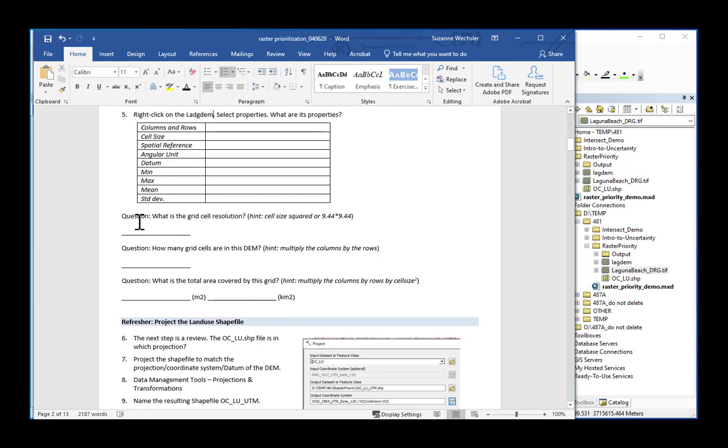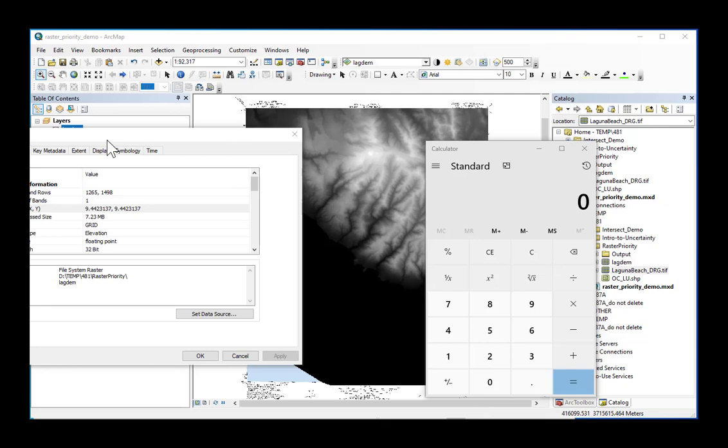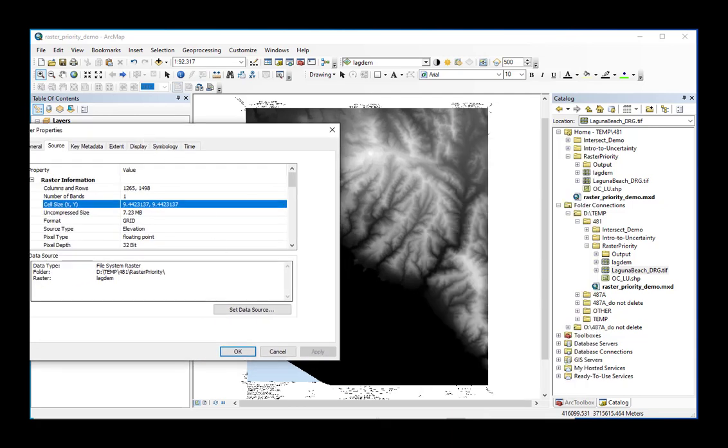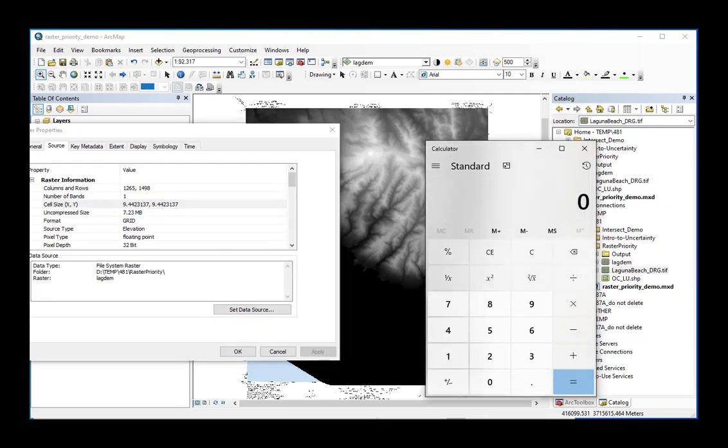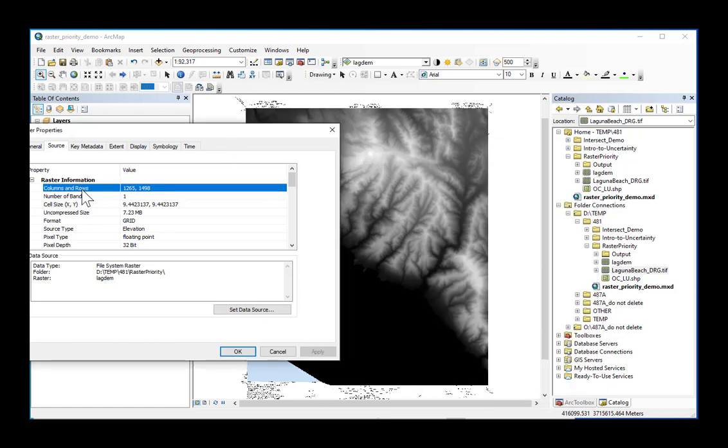The first question is, what is the grid cell resolution? Do the math. That's the area of each grid cell. How many grid cells are in this DEM? Well, to figure out how many grid cells are in the DEM, you need to multiply the number of columns by the number of rows. To figure out what the total area is that is covered by this quadrangle, you take the columns and rows and multiply the total number of cells by the grid cell resolution.